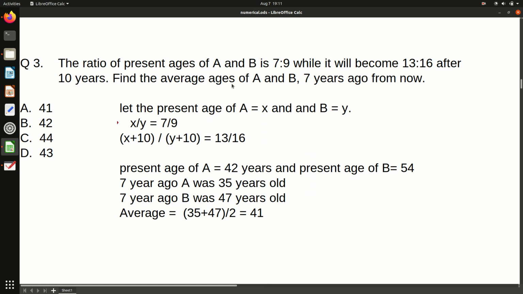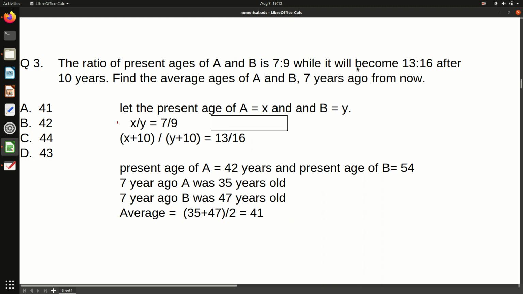So see, whenever you have these types of questions, from the age means we have to calculate the age, and ratio is also given. So you have to follow certain things. You have to go step by step. So just follow me. It is given the ratio of present ages of A and B is 7:9. So let us first let the present age of A equal X and B equal Y. So we just assume. Now it is saying their ratio is 7:9. So I have written X by Y equals 7 by 9. So simple.